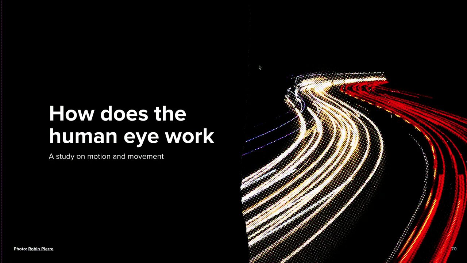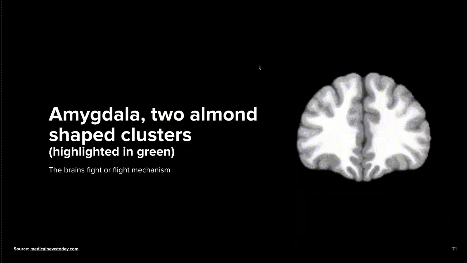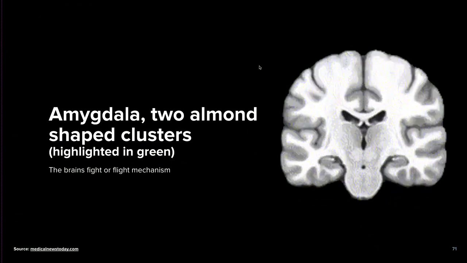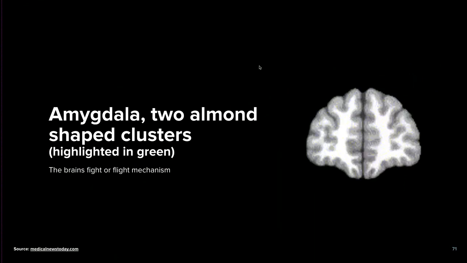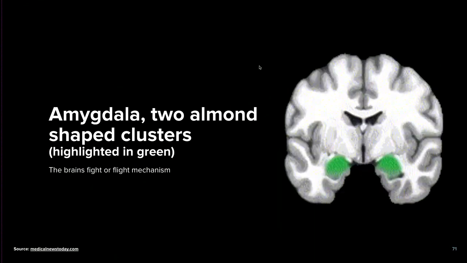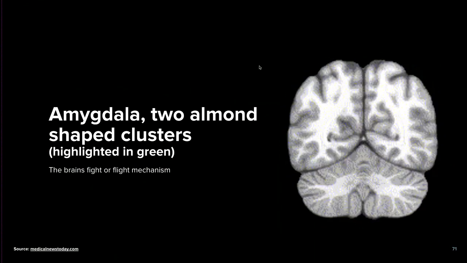But how does the human eye work? Now here's the science part of the talk. So in the human brain, we have a thing known as the amygdala. They're like two clusters, the shape of like walnuts in our brain. It's like our fight or flight mechanism.